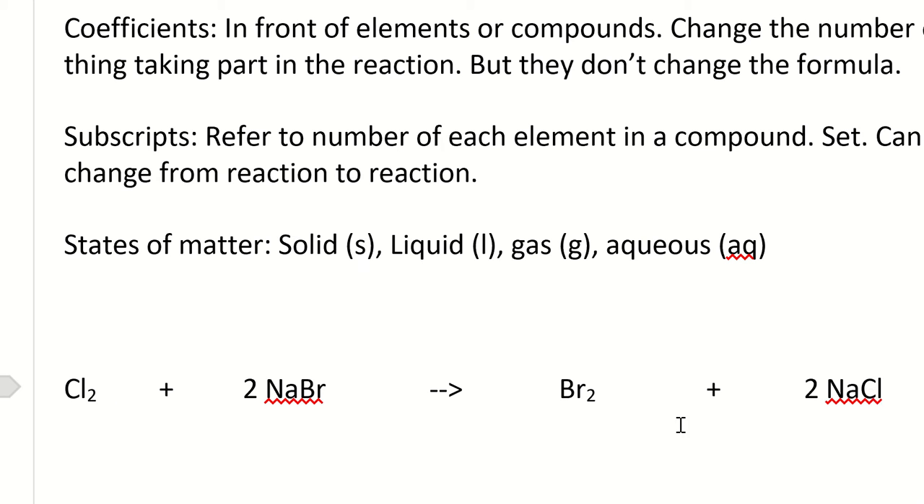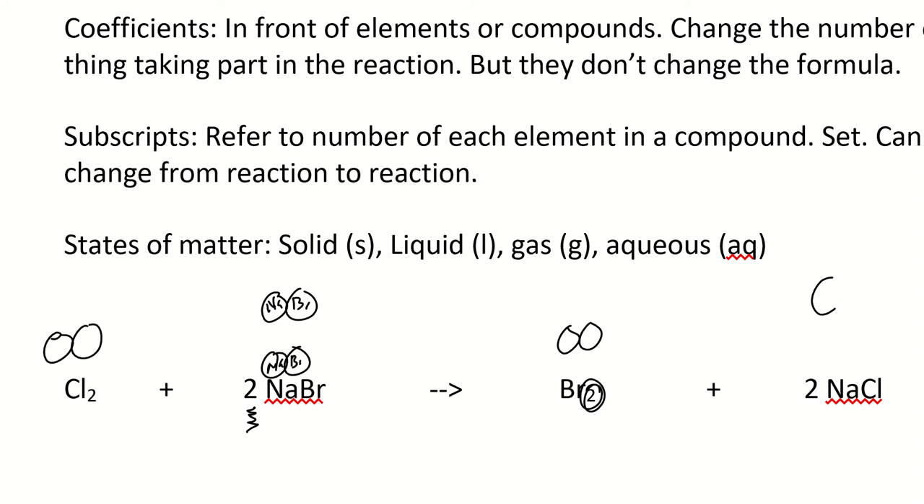I want to point out a couple of different things. We've got a subscript 2 telling you that there's 2 chlorine atoms stuck together. We have a coefficient 2 telling you that you have 2 separate sodium bromides. And same thing on the other side. A subscript 2 telling you you have 2 bromines, and a coefficient 2 telling you you have 2 separate sodium chlorides. We don't yet know the states of matter, but we can take a guess that some of these things are probably liquids based on what we saw in that reaction.